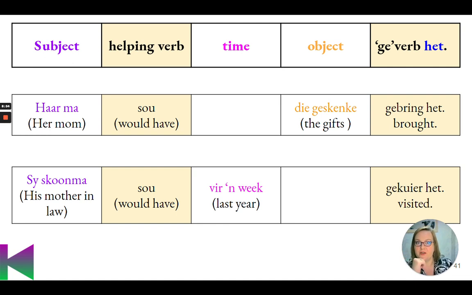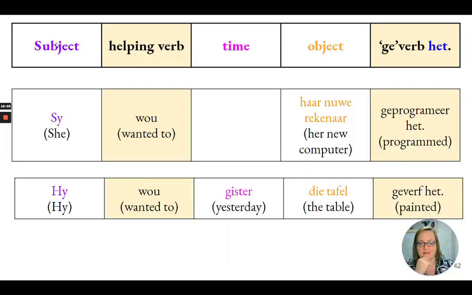So what is the main verb in this sentence? Kuier. Okay, so the helping verb takes that space from the second spot and moves the main verb to the end, a verb and het. I think you're seeing a pattern. Are you seeing a pattern? I'll help you at the end of this to see that pattern.